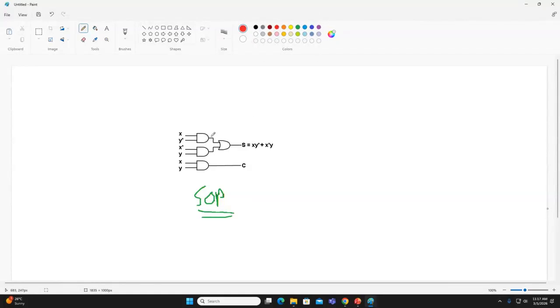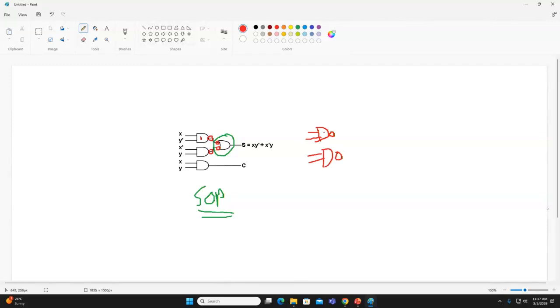If you do the NAND implementation, we put a bubble here, then we put a bubble here, and to cancel out its effect, we put a bubble here and here. Now we can push this bubble from the input to the output side. So now it will look like this. This will be the first NAND gate, and now we will have a second NAND gate.